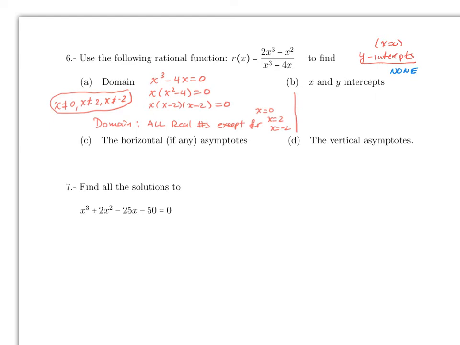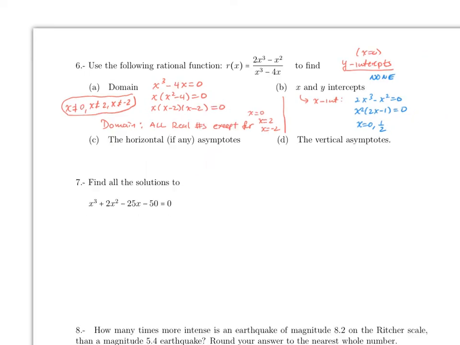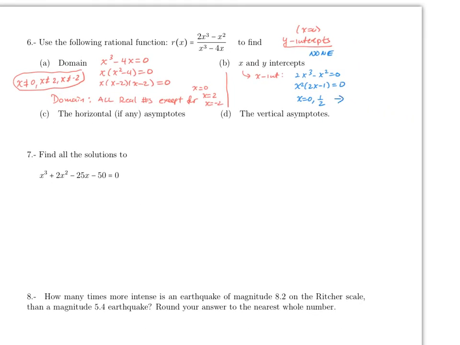Now, for the x-intercepts, that means that y is equal to 0, or the top is equal to 0. So for the x-intercepts, you want 2x cubed minus x squared equal to 0. You can factor x squared, so this is 2x minus 1. So the answer is 0 and 1/2. But remember, you had to write it in ordered pairs. So the intercepts are (0, 0) and then (1/2, 0).